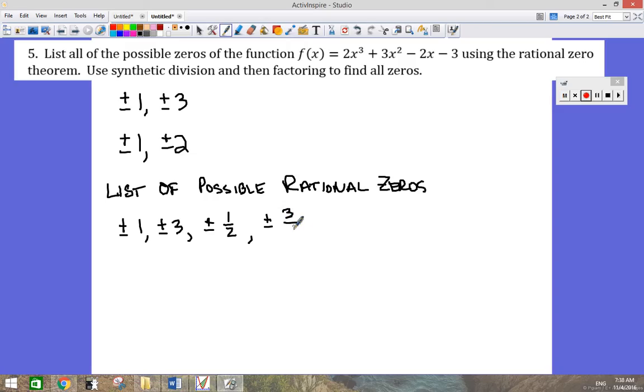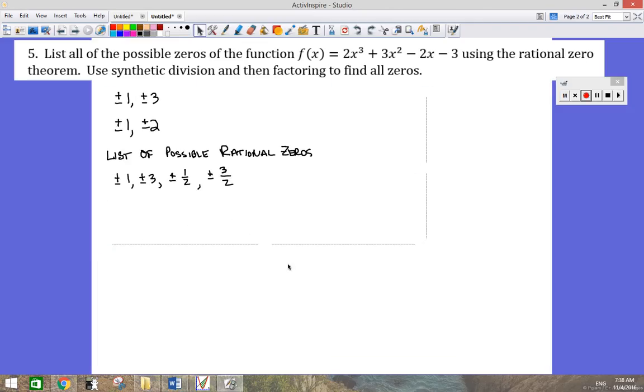So there's no guarantee that any of these are zeros of the function, but if this graph does cross the x-axis at a rational number, it'll be one of these values. Doesn't tell me anything about irrational numbers. So let's jump in and do synthetic division and look for a zero remainder. If we find a zero remainder by our factor theorem, then we know that that is an x-intercept, that it's a zero of the function.